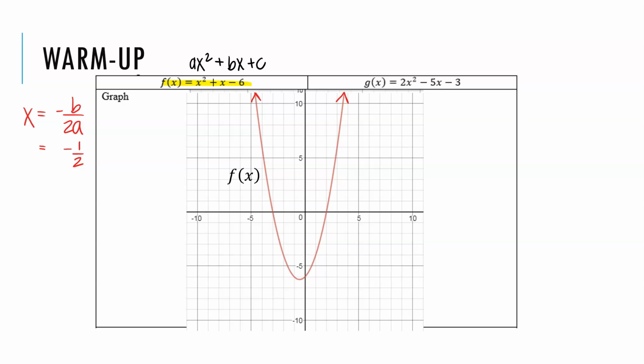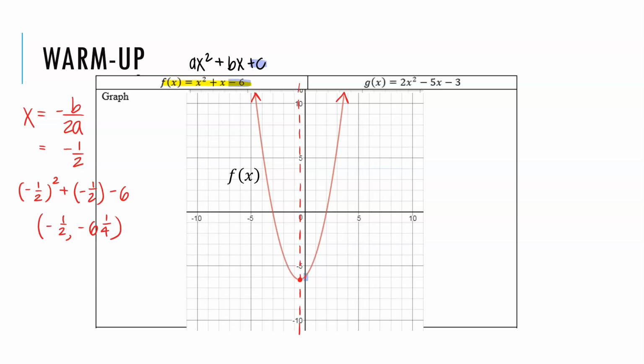Once we identify that the axis of symmetry is x equals negative 1/2, we can then find where the vertex is located by substituting negative 1/2 into the function rule. Negative 1/2 quantity squared plus negative 1/2 minus 6 gives us a vertex located at negative 1/2, negative 6 1/4. When the equation is given to us in standard form, we're able to use the c value to identify the y-intercept.